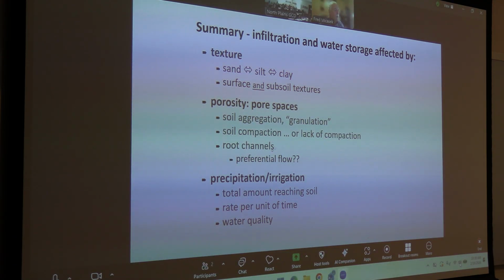If we can maintain those root channels, we can get preferential flow and water moving through the first few inches of soil, and that helps improve the surface infiltration rate. But finally, we have to think about rainfall and irrigation. It's not what shows up in the rain gauge but what reaches the soil, and very importantly, the inflow rate per unit of time. That's what we try to manage with irrigation speed and nozzle technology and that sort of thing. And finally, one of the things that has an impact is water quality.